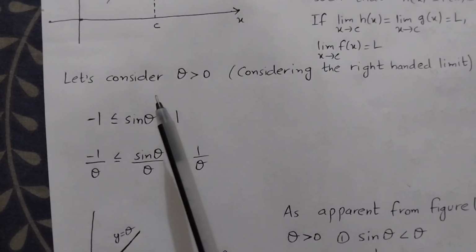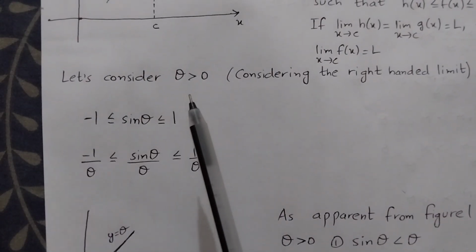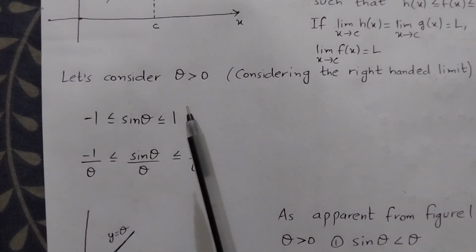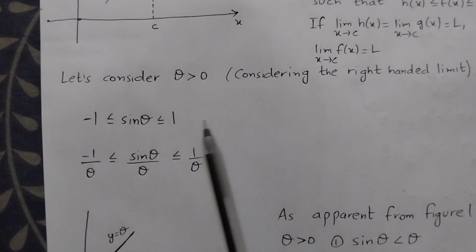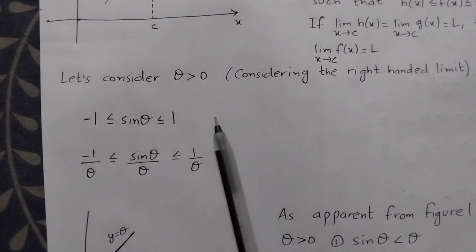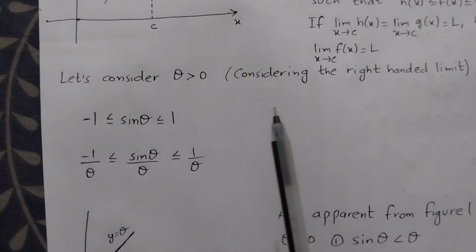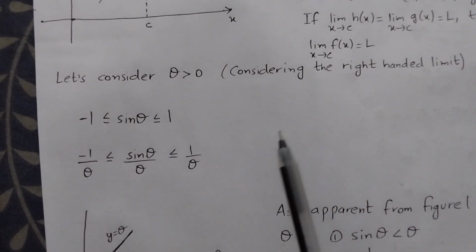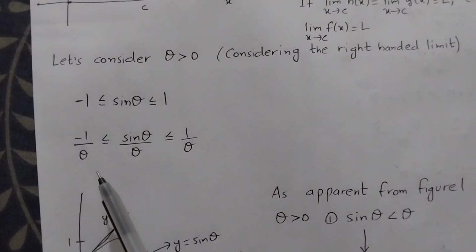So we divide sine theta by theta, and we divide all the sides basically by theta. And we are considering theta to be greater than 0 here, meaning that we are approaching theta equal to 0 from the right hand side. So for a limit to exist, the left hand and right hand limits both must exist. We must have the function approaching the same value from the left and from the right hand side for a limit to exist. So firstly, we are considering the right handed limit.